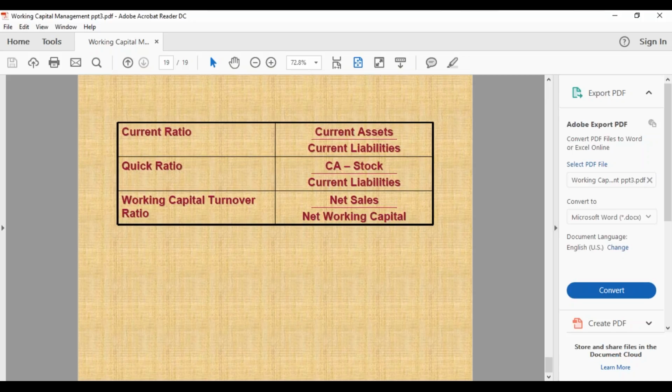And then the working capital turnover ratio is net sales divided by net working capital. So suppose net sales is $10 million and net working capital is $2 million, then what will be the working capital turnover ratio? Sir, net sales is? Net sales is $10 million and net working capital is $1 million. Then what will be the working capital turnover ratio?